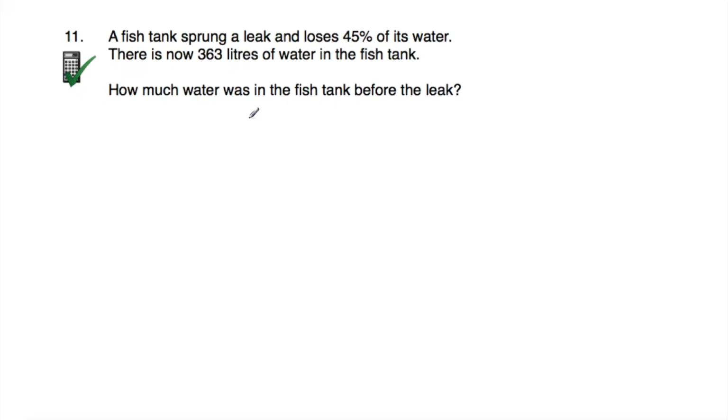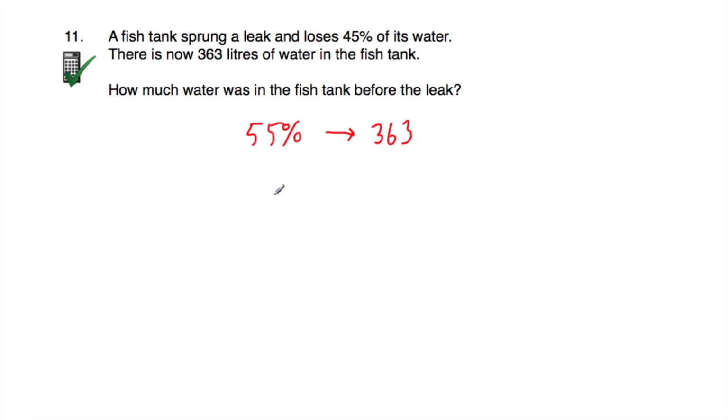Okay, so if we let the amount of water that's in the fish tank to begin with be 100%, it loses 45% of the water. So that means that 55% of the water is left. So 55%, and that's equal to 363. Now we want to find out how much water was in the fish tank before the leak. So we want to find 100%.